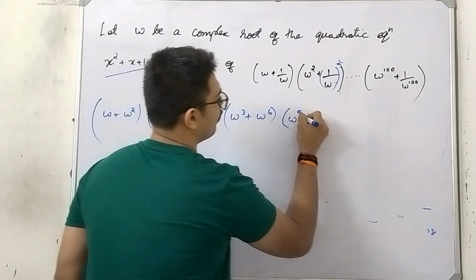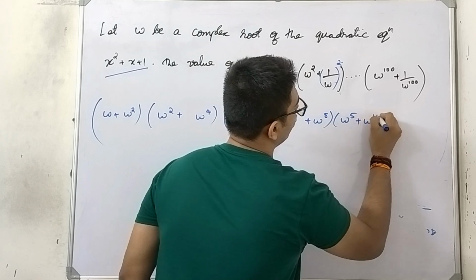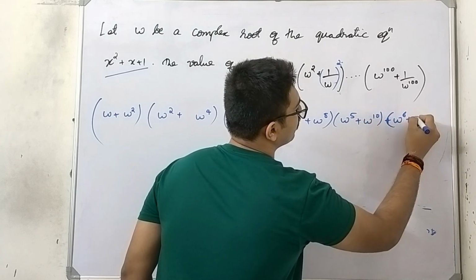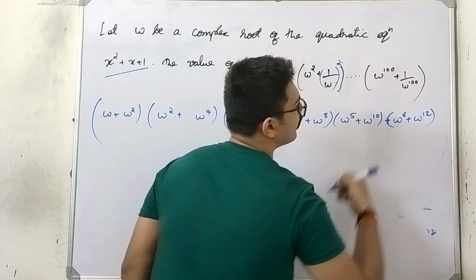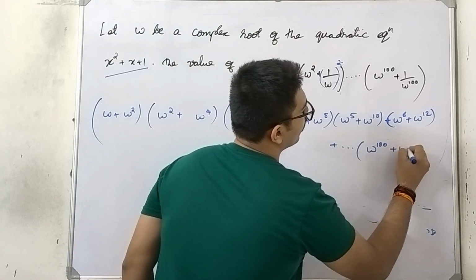So omega plus omega square, omega square plus omega raised to 4, omega cube plus omega raised to 6, and so on till omega raised to 100 plus omega raised to 200.